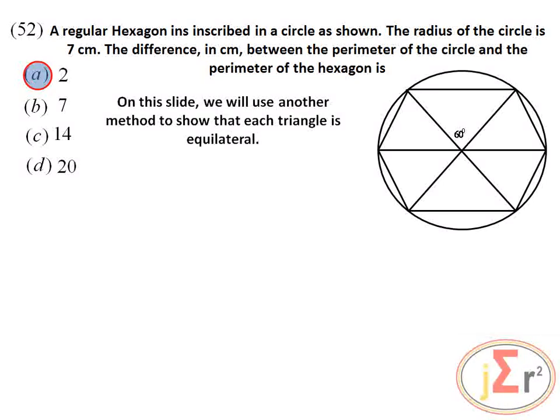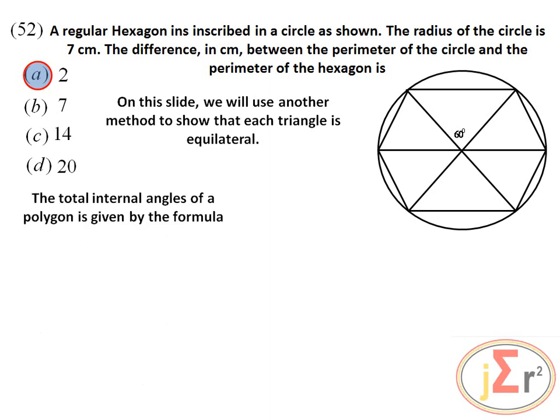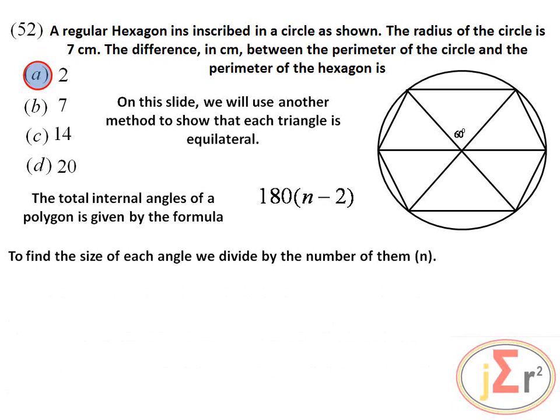On this slide, we will use another method to show that each triangle is equilateral. The total internal angles of a polygon is given by the formula 180 multiplied by n minus 2. N is the number of sides of the polygon. To find the size of each angle, we divide by the number of them. So we will have 6 angles and 6 sides.